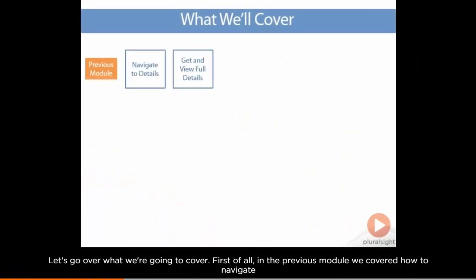So let's go over what we're going to cover. First of all, in the previous module, we covered how to navigate from a list of speakers to the speaker details, and we took advantage of the routing service and the route param service from Angular. And we also made sure we got the full-blown speaker object, not the partial speaker, using our repository pattern.